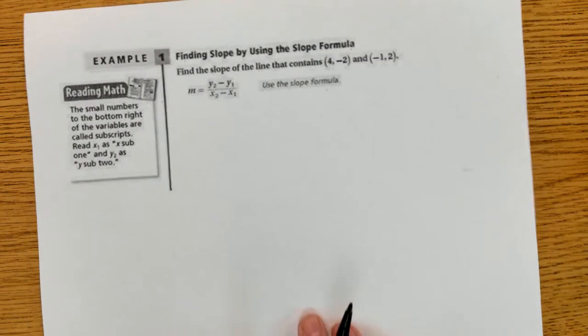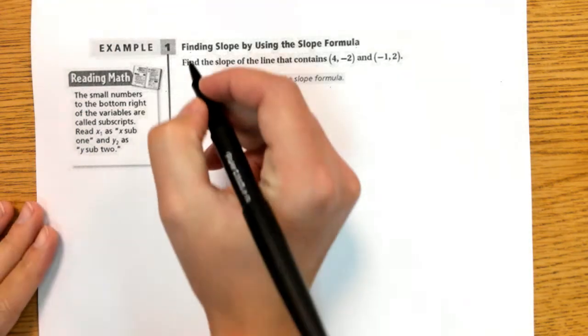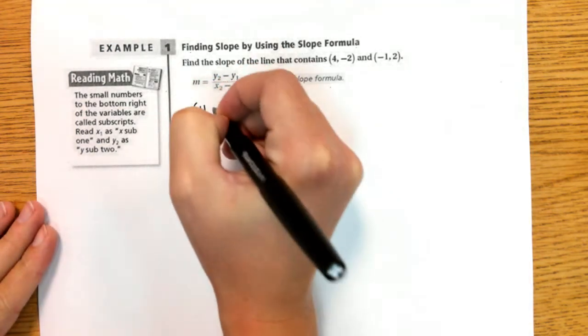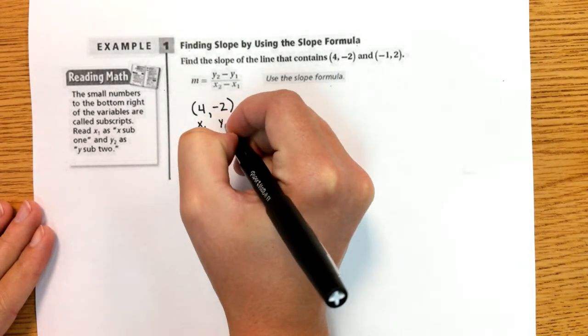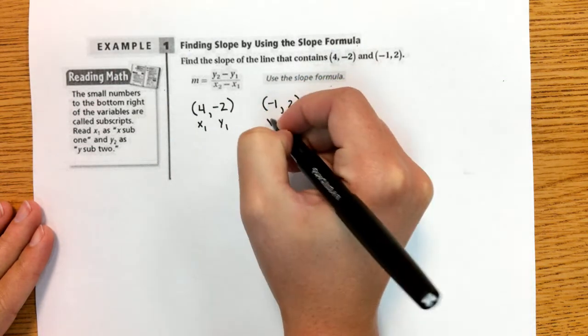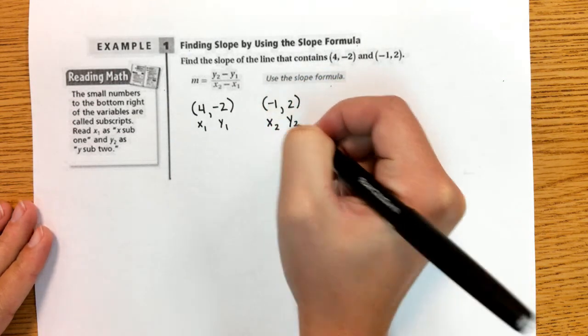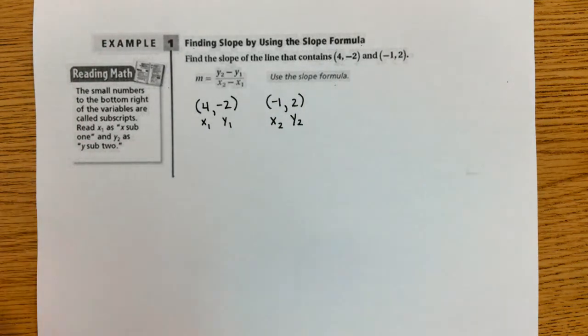So now we're going to look at example 1. We are going to find slope by using the slope formula. So our coordinates are 4, negative 2, and negative 1, 2. For 4, negative 2, we're going to call this our first coordinate, x1, y1. And then negative 1, 2 will be our second coordinate, so x2, y2. Now, if you want to name this your first coordinate, your x1 and y1, you can. You'll get the same answer in the end.